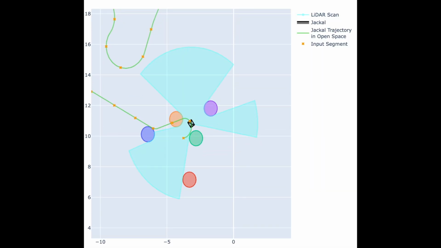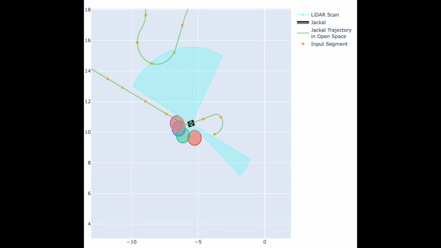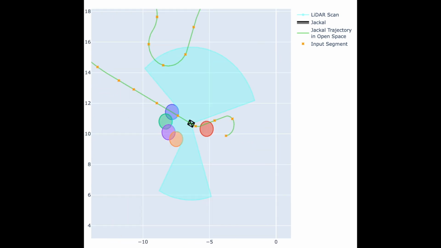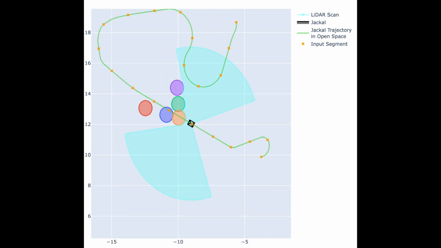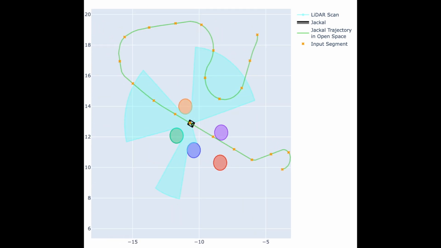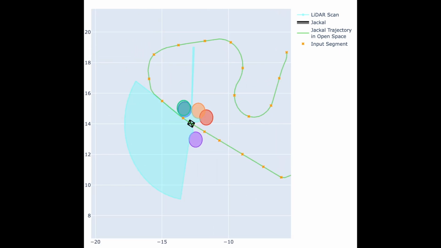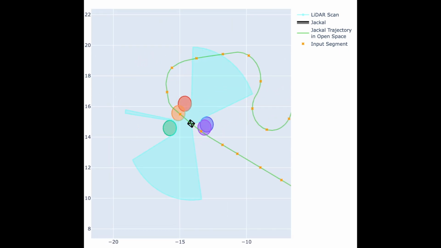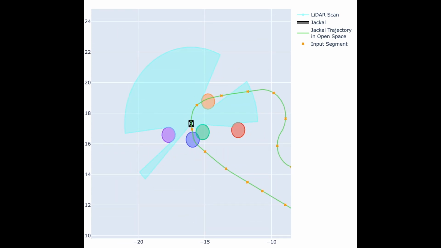A 2D visualization of our learned method is also presented. The Jackal robot navigates in an open environment, and our method hallucinates obstacles on this trajectory such that the trajectory is a set of optimal obstacle avoidance maneuvers. The input trajectory to our method is visualized as the green path. It is segmented and passed to our hallucination function. The hallucination function hallucinates 5 obstacles on each input trajectory.